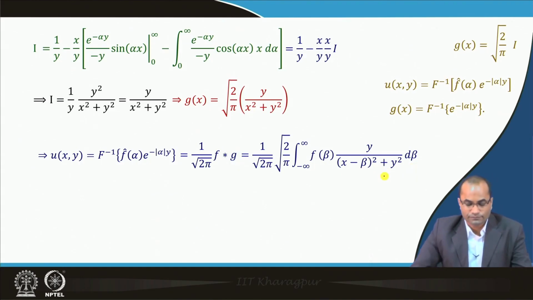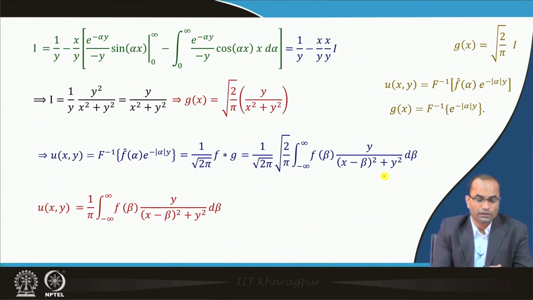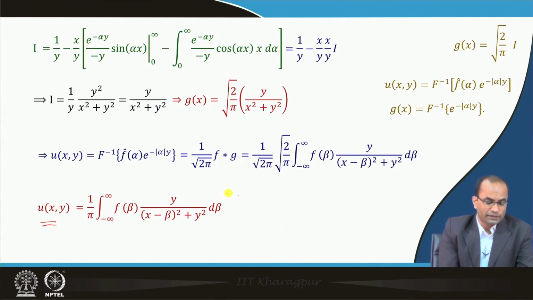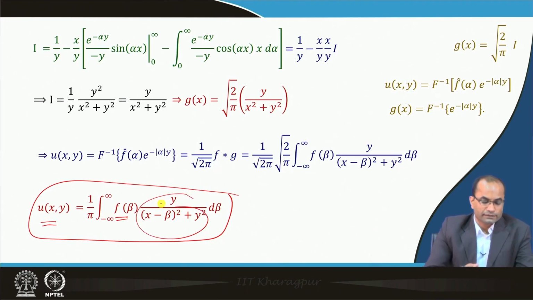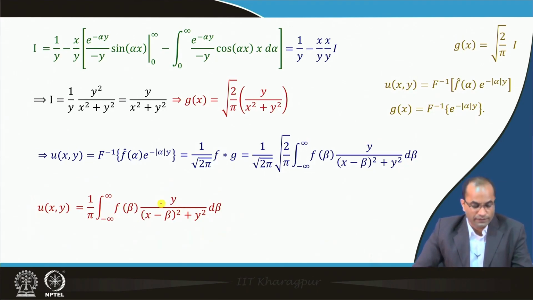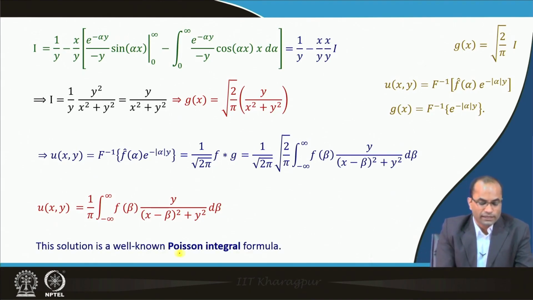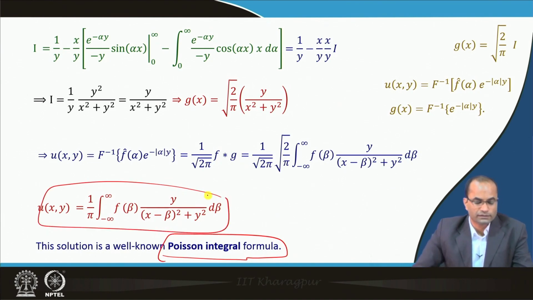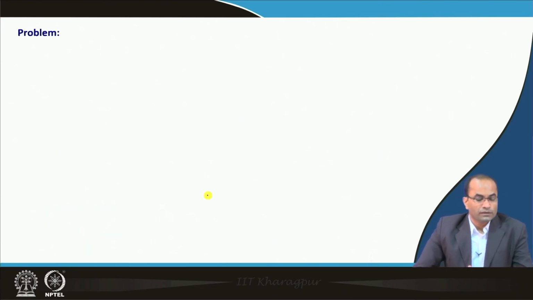So, that is the solution, u x y, written in terms of f exactly. So, this is the final solution for this equation, and this is known as the Poisson integral formula. This solution is known as the Poisson integral formula for this Laplace equation.